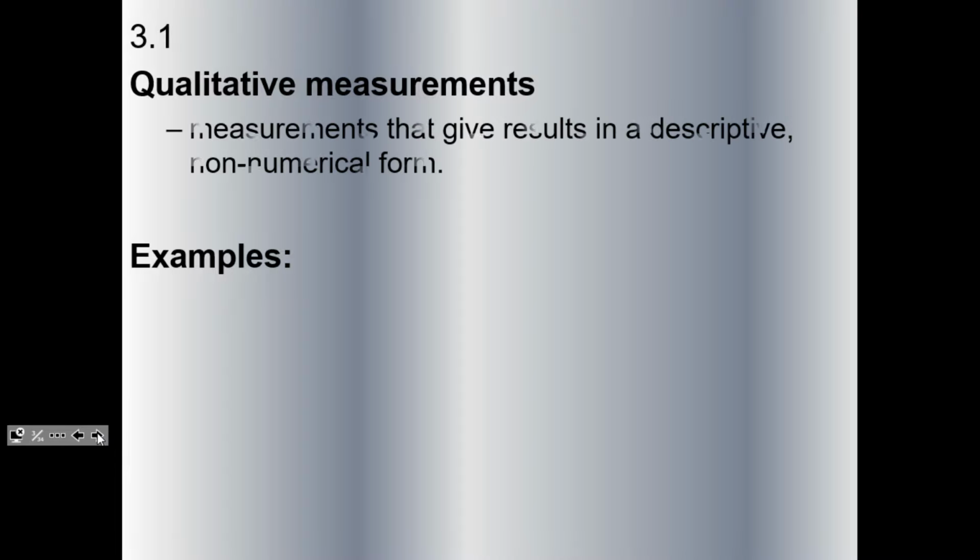Qualitative measurements, by definition, are measurements that give results in a descriptive, non-numerical form. So for me, when I see this word qualitative, I see the word quality, and that's what I think of. When I'm looking at qualities of an object or an item, there are certain statements that I can make. Now, it also says non-numerical, which of course means no numbers. So we're not going to include any numbers in these.